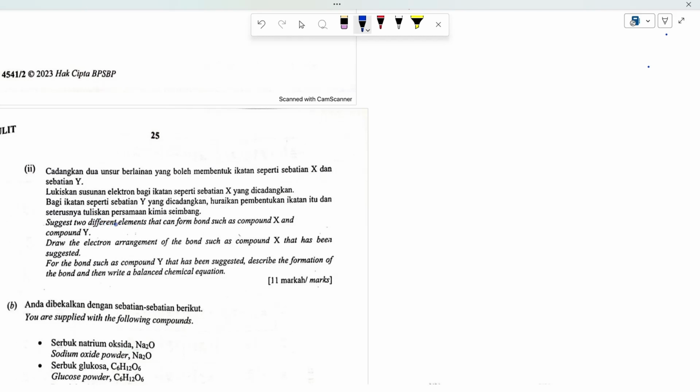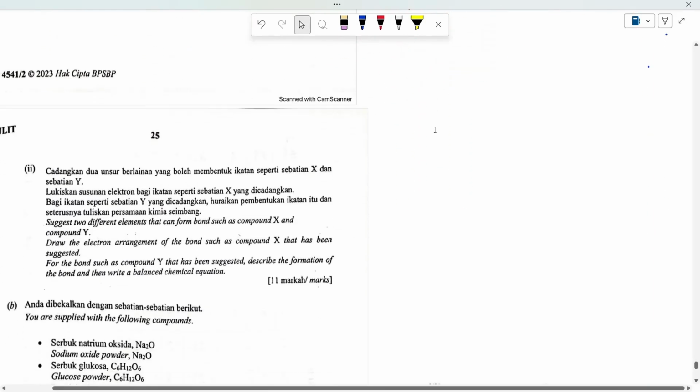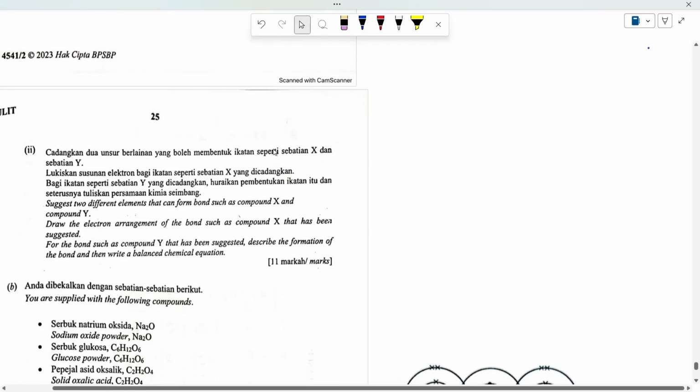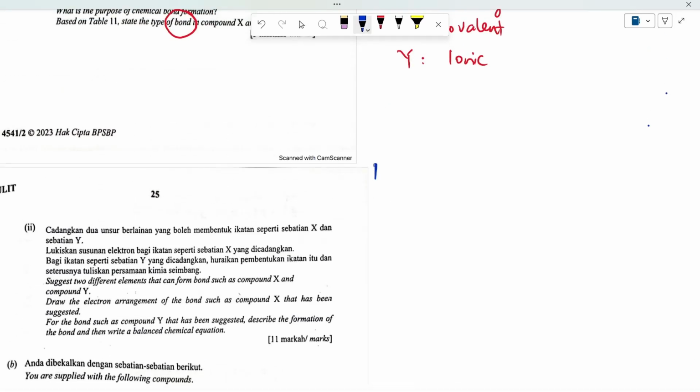Okay, suggest two different elements that can form a bond, such as compound X and compound Y. So X and Y: X we know is a covalent compound, Y is ionic, right? So suggest what elements? Okay, so first for point number 1.